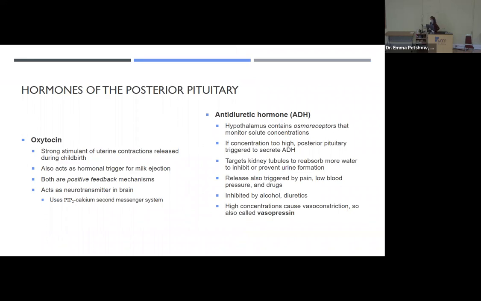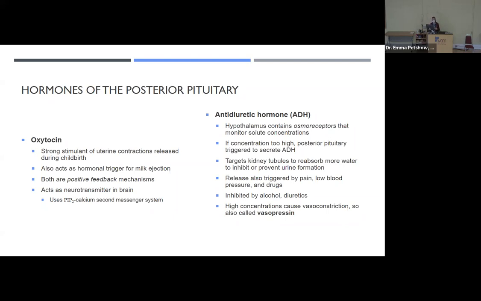What do these hormones do? We've talked about this already, but good summary, just to remind ourselves. Oxytocin, our strong stimulant of uterine contractions that's released during childbirth. Hormone trigger for milk ejection, positive feedback mechanism, acts as a neurotransmitter in the brain. It uses the PIP calcium second messenger system. This is one that binds and then uses that second messenger system with calcium release.